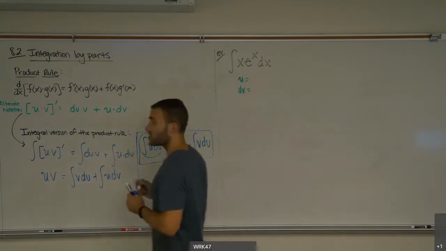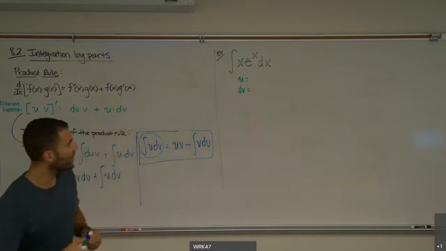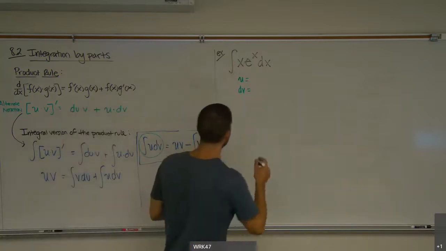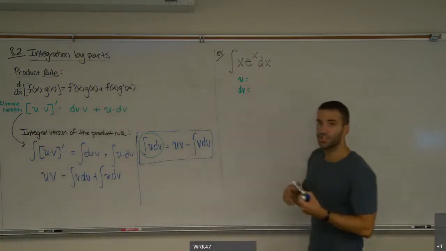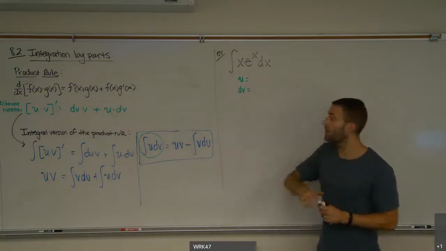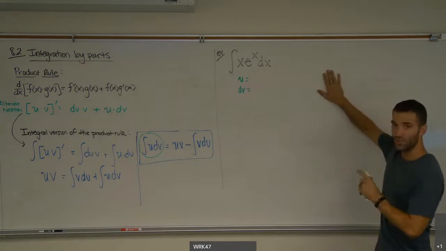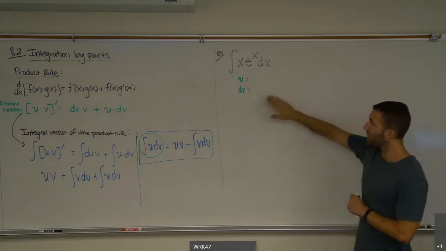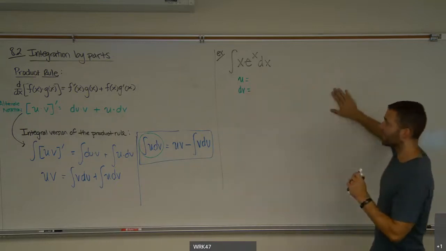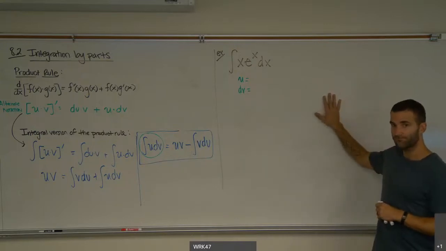You have to choose a certain term in this product to be u and another term in this product to be your dv. The idea is you want to make your new integral easier. So remember, whatever you choose for u, its derivative will be in this new integral you're going to create. Whatever you choose for dv, its antiderivative will be in the new integral you create.